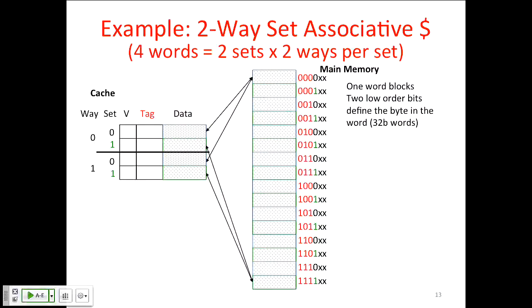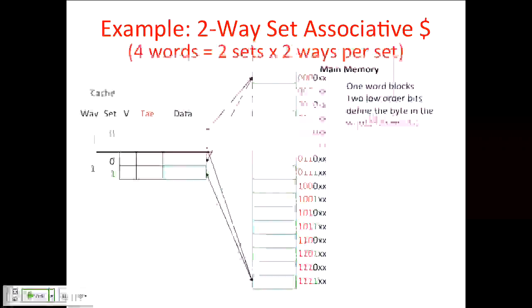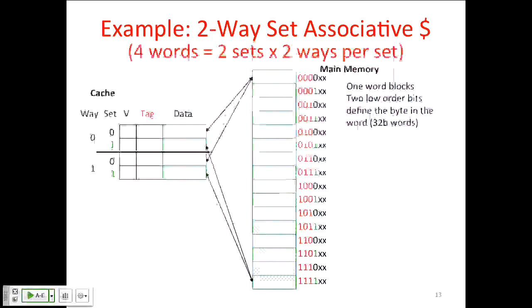Remember last time when we had the direct map cache version of this, there were 2 bits for set index because we had 4 sets. Now we've increased the associativity, made it 2-way. We lose one of the set index bits, which grows the tag by 1. So now the tag is 3 bits. Last time it was 2 bits.